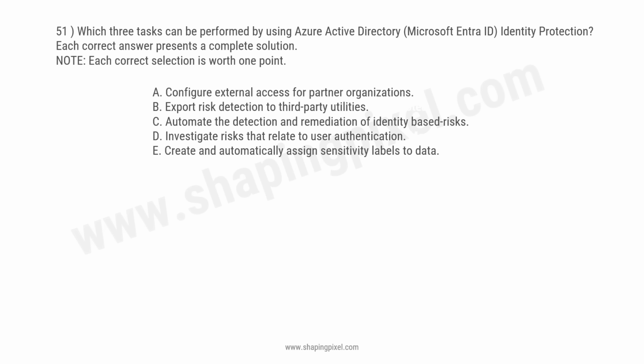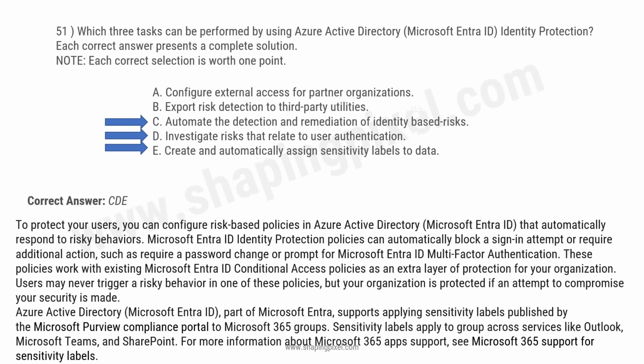Option A, configure external access for partner organizations. Option B, export risk detection to third-party utilities. Option C, automate the detection and remediation of identity-based risks. Option D, investigate risks that relate to user authentication. Option E, create and automatically assign sensitivity labels to data. So the right answer is option C, D, and option E.